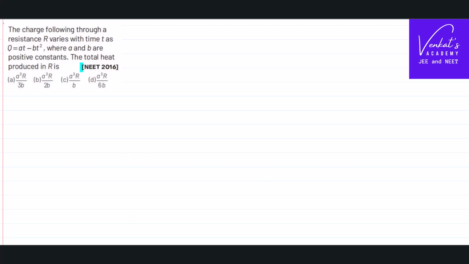This is the NEET 2016 question in current electricity. It says the charge flowing through a resistance R varies with time as At minus Bt square, where A and B are positive constants. What is the total current produced in a given time interval?